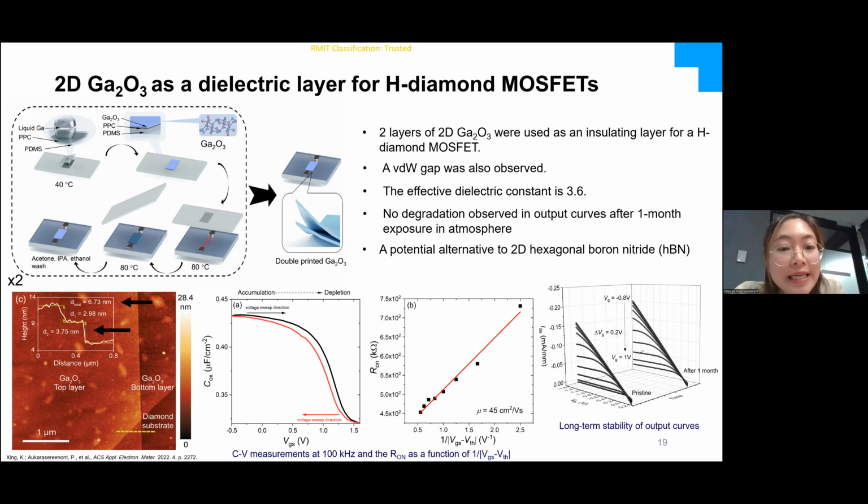From this work, and I know that there are other groups that are also using gallium oxide as gate oxide layers, this kind of proves that it has the potential to be an alternative to HBN, which might have limitations in size.